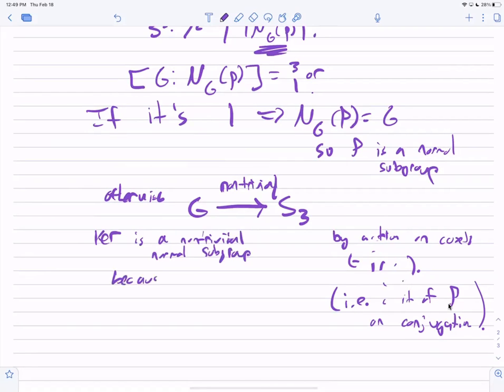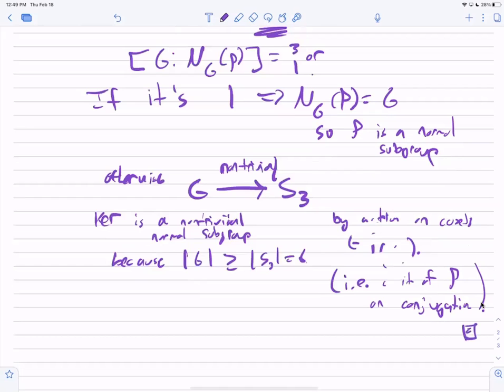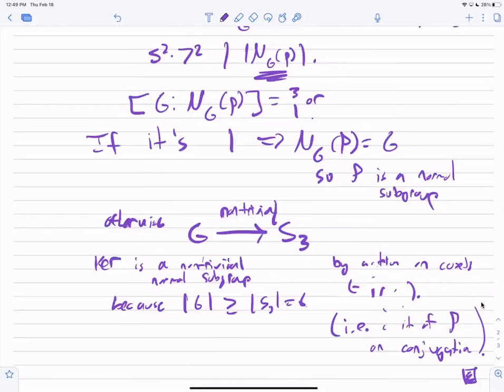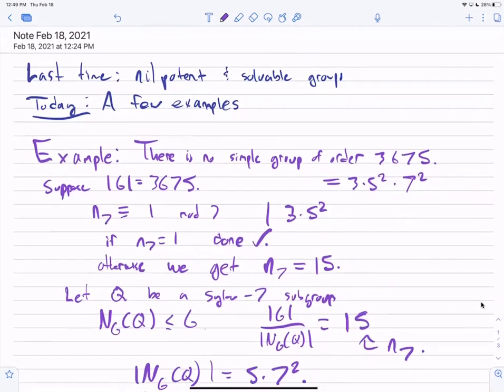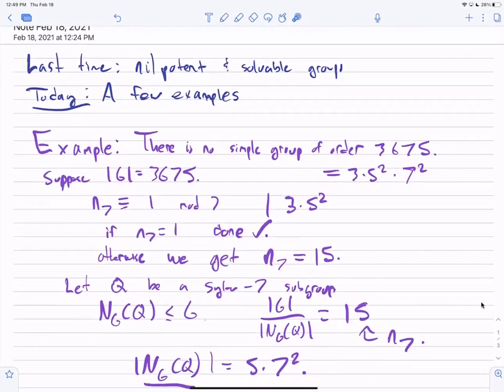Because the size of G is much larger than the size of S3, which was 6. So that concludes our proof that there was a normal subgroup. Just to recap, we started with the most basic trick of all, computing Sylow p-subgroups, and we saw that if there's one Sylow 7-subgroup, we're done. And then the only other possibility is there are 15. So let's see what happens if there are 15.